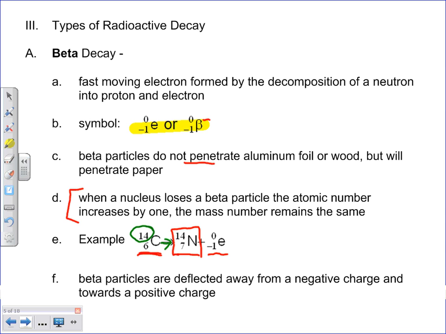We see that if the mass is 14 on the left-hand side as a reactant, it's got to be 14 on the right-hand side as a product. And so we would just add those together. We have 0, so 0 plus what equals 14. And then as far as our charge goes, if we've got a 6 on the left-hand side and a -1 over here on the right-hand side, it would have to be a 7. So what we could see from this is that the atomic number increases by 1, goes from 6 to 7, whereas the mass number remains the same. It stays at 14 in both cases.